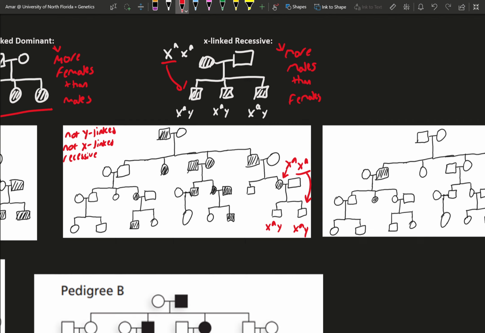So now what we need to do is figure out if this trait is X-linked dominant. Let's look at this individual over here. If this individual is X-linked dominant, he would have to be X big A, Y. So every female would have to have this X big A allele, and he would give it to this female. But obviously she is not affected, so this trait is not X-linked dominant. So it's not X-linked dominant.